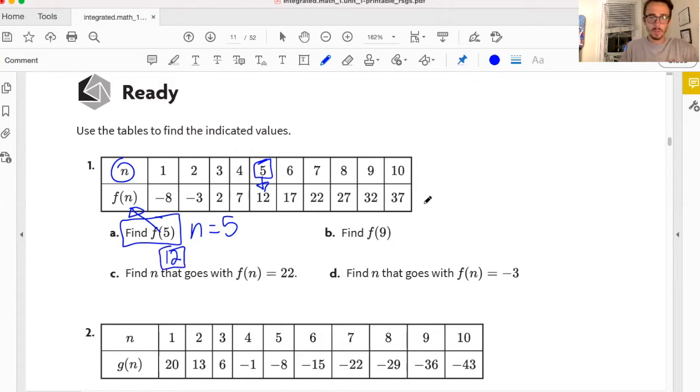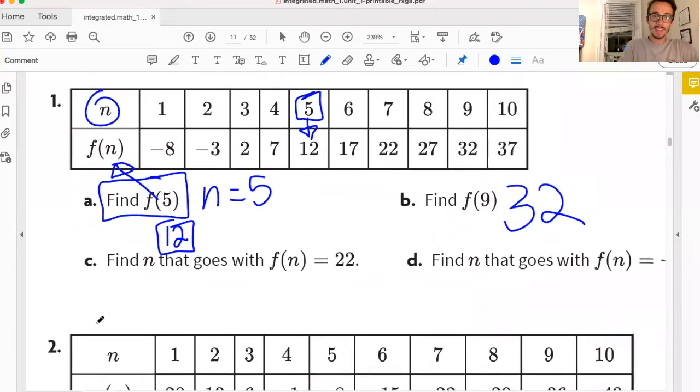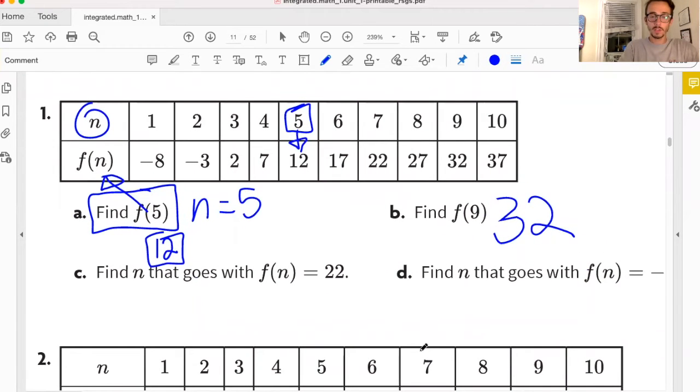Take a moment, pause the video, try to find f of 9. Hopefully you said 32. Let's go to C, find n that goes with f of n equals 22. So this has us working backwards a little bit. We know that f of n equals 22, so we scan here until we see 22. The number above it is 7. So our answer is 7.